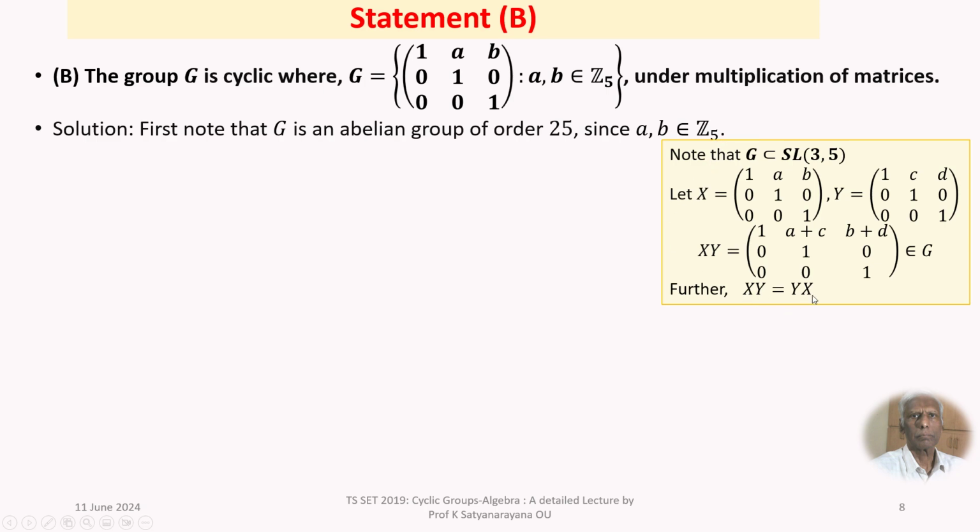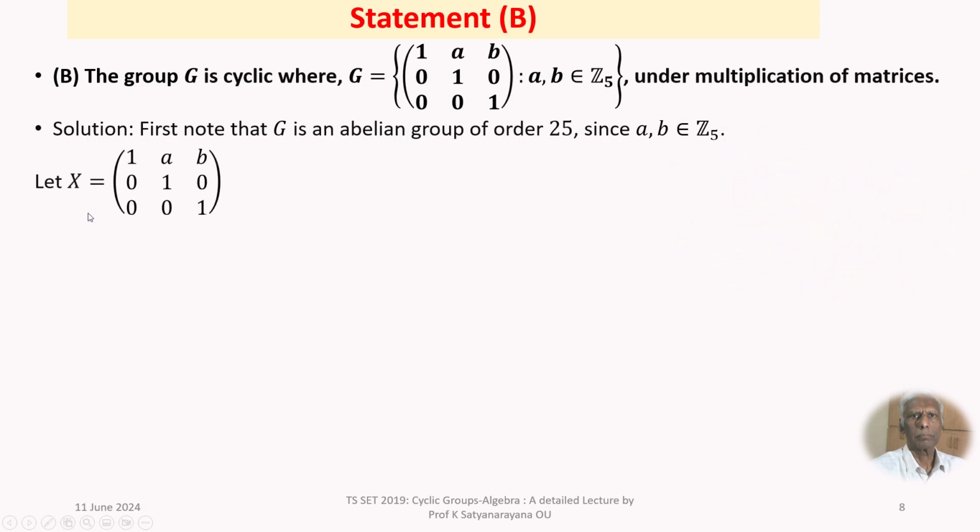So xy is equal to yx. Thus, G is an abelian group of order 25. How? A takes 5 values: 0, 1, 2, 3, 4. B takes 5 values: 0, 1, 2, 3, 4. Therefore, the number of elements in G will be 5 times 5, that is 25 elements. Thus, G is an abelian group of order 25.